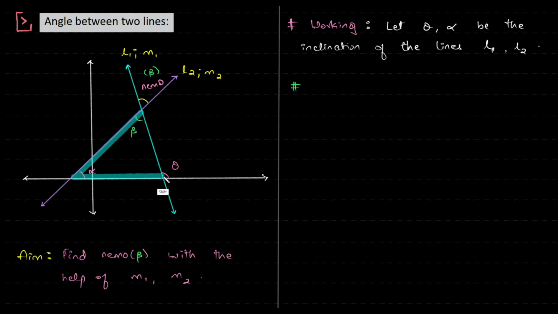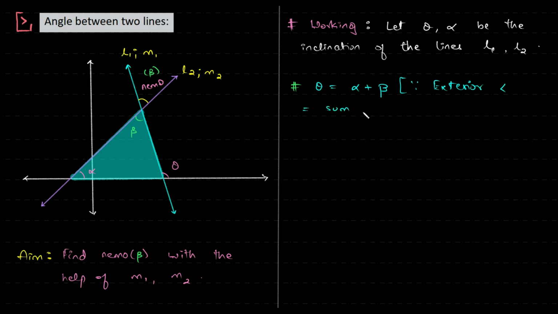Yes, if I consider a triangle over here, clearly what do we have? We have theta equal to alpha plus beta, right? So let me write that. Theta is equal to alpha plus beta, because the exterior angle is equal to the sum of the interior opposite angles of a triangle. So this is seen in a triangle.